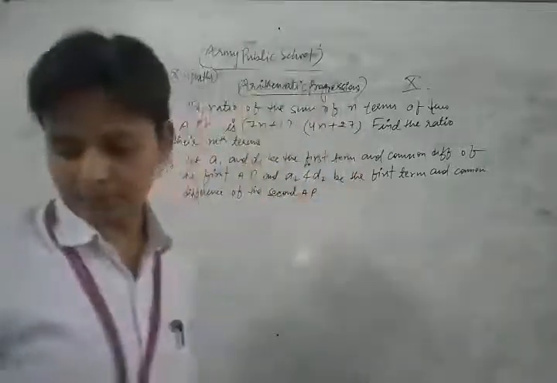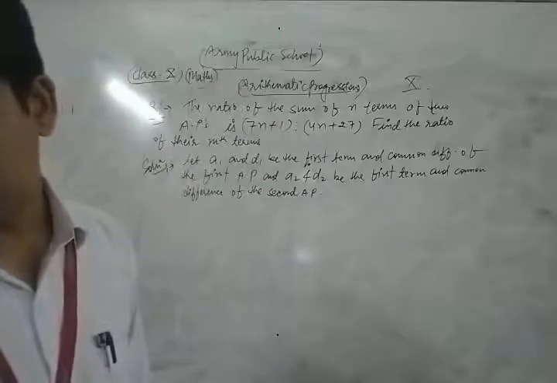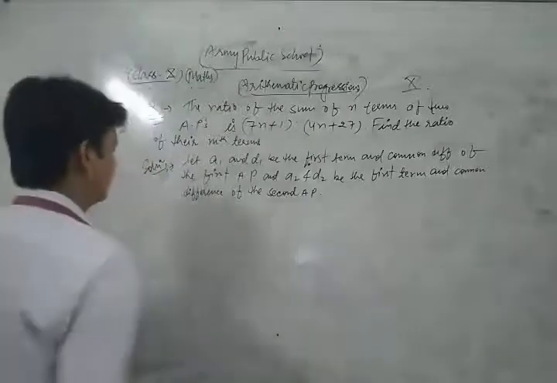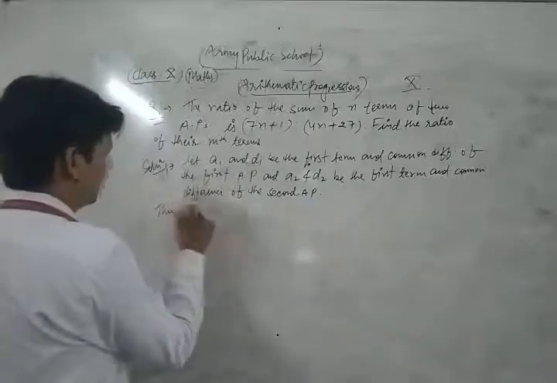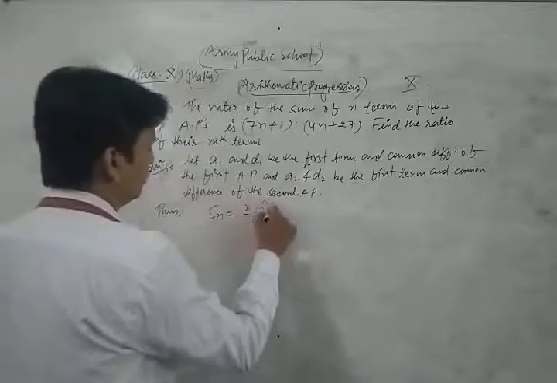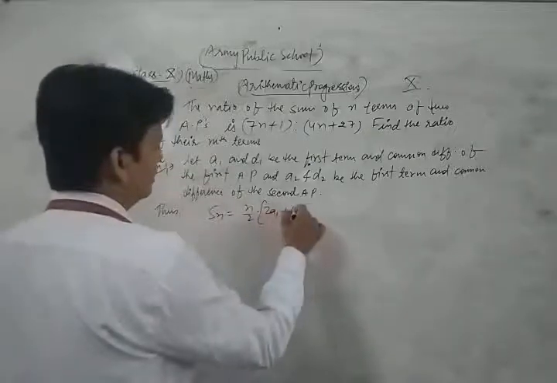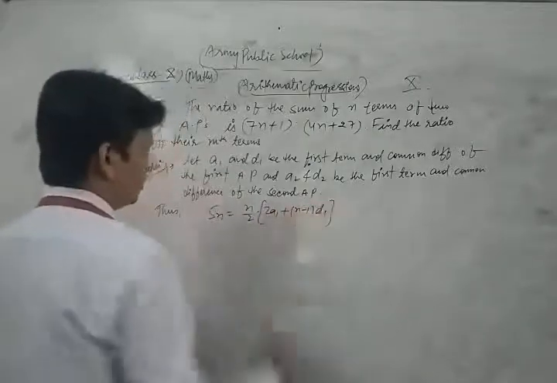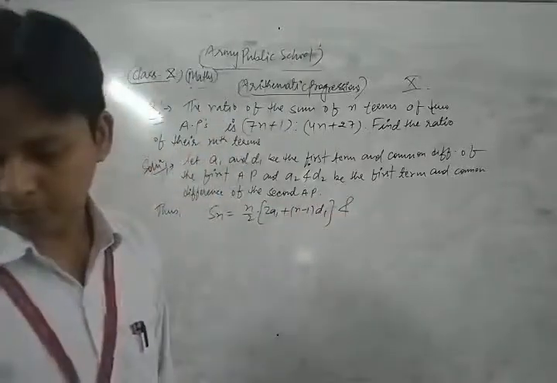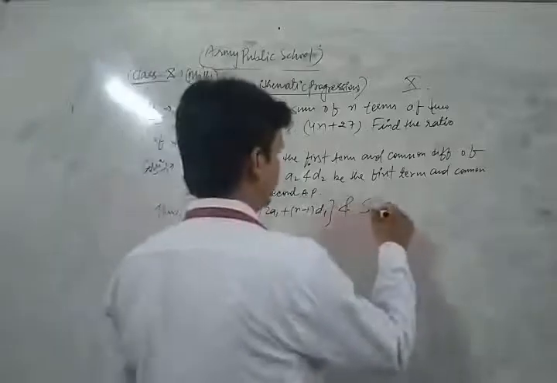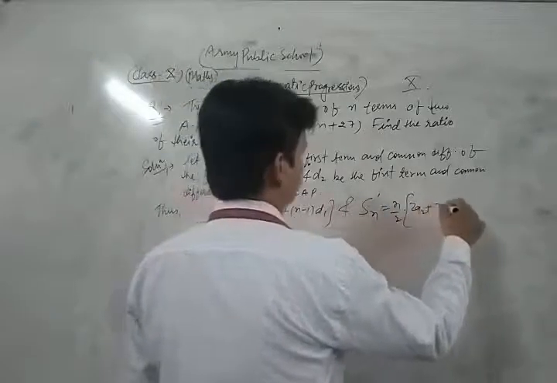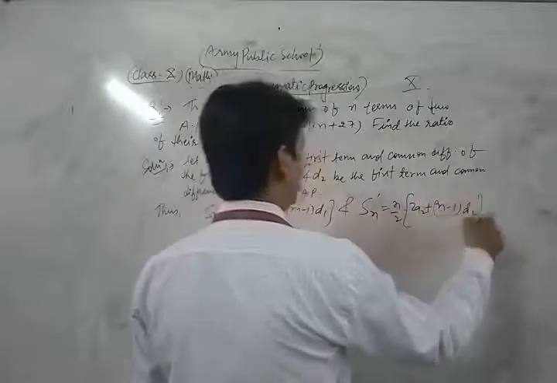Now according to the question, the ratio of the sum of first n terms of two APs. So the sum of n terms of the first AP is what? Sn is equal to n by 2 in bracket 2a1 plus n minus 1 into d1. And the sum of n terms of the second AP, which we take as Sn dash, is equal to n by 2 in bracket 2a2 plus n minus 1 into d2.